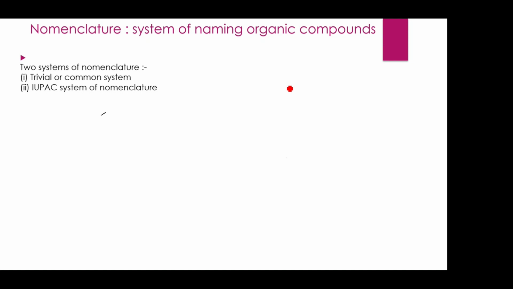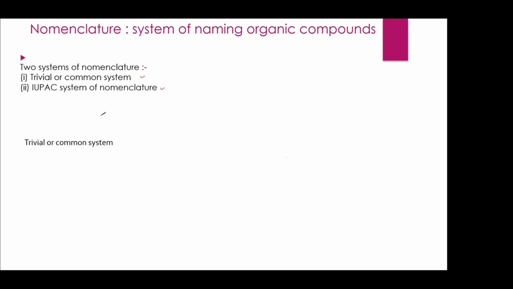In these two systems of nomenclature, we can see one is the trivial or common system of nomenclature, and another is the IUPAC system of nomenclature. IUPAC means International Union of Pure and Applied Chemistry. In trivial names, organic compounds are named on the basis of their source of origin.